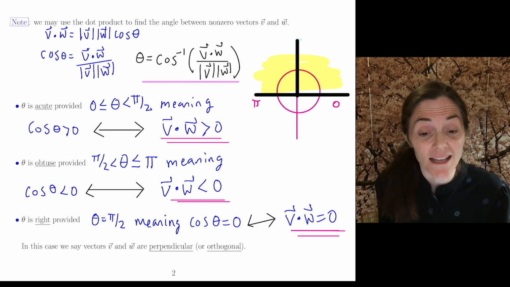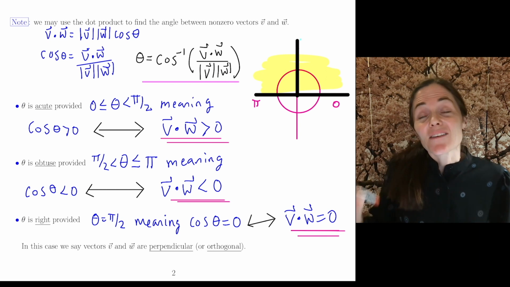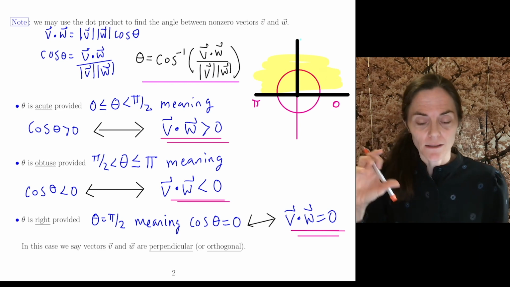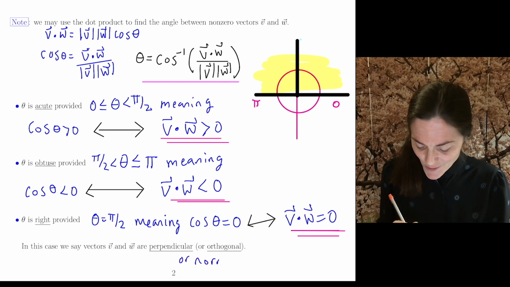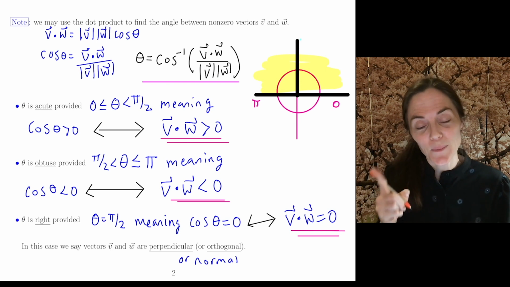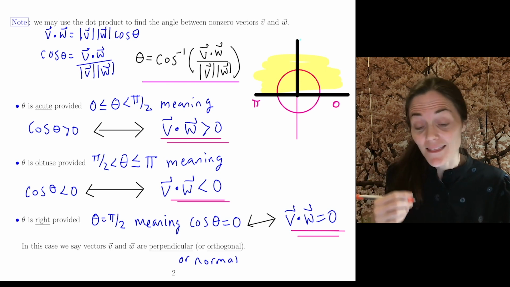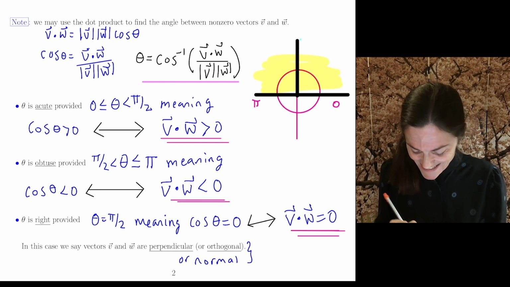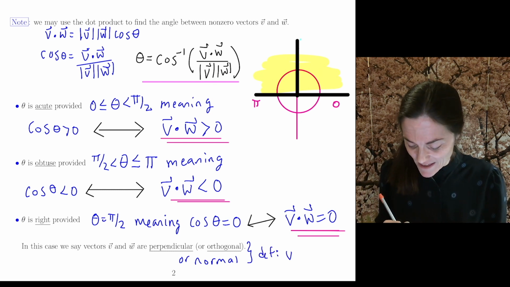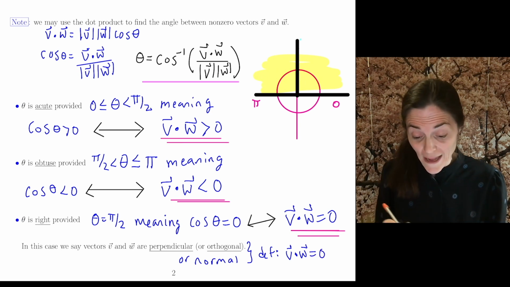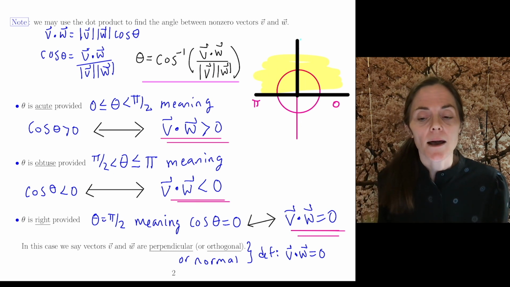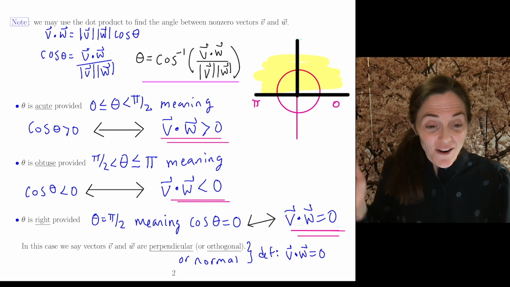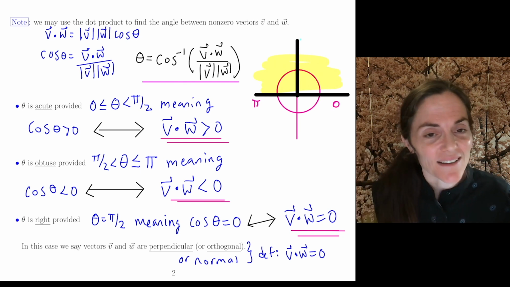Now this is so important, it has a bunch of words. The two vectors are called perpendicular or orthogonal, or you might even see the word normal. This is another word and they all mean the exact same thing. Perpendicular, orthogonal, normal, they all mean, this is the definition, it just means that v dot w equals 0. And don't put a hat because it's not a vector, v dot w is a scalar. And great, okay, this is the characterization. So now let's do some examples.